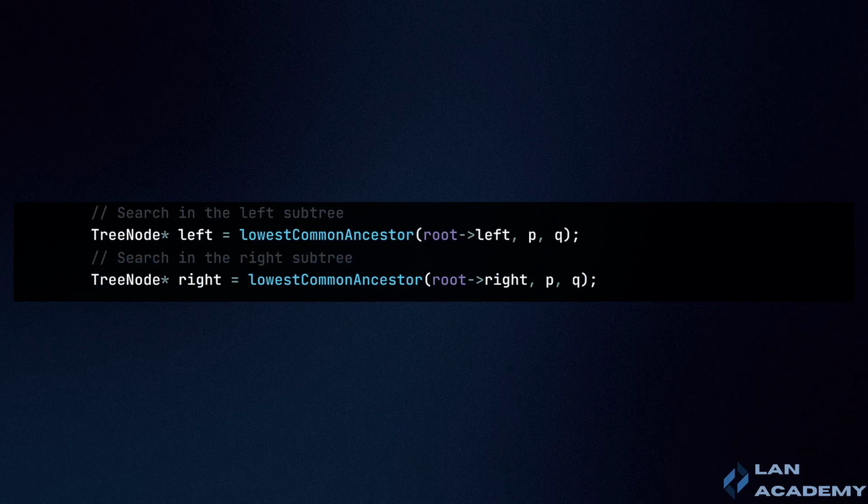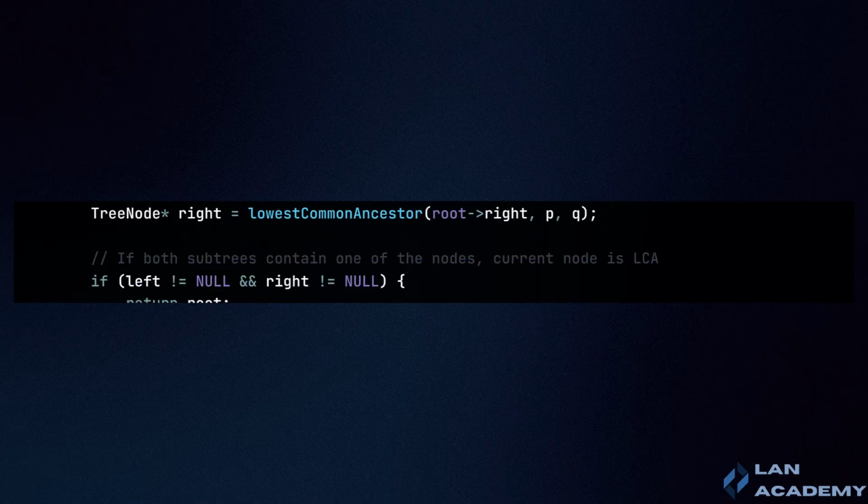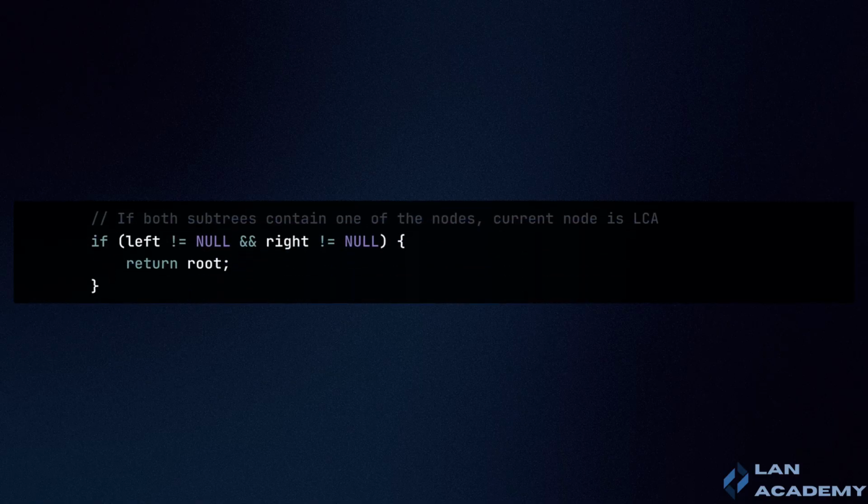Next, we search for the nodes P and Q in the left and right subtrees of the current node by making recursive calls to the lowest common ancestor function for the left and right children of the current node. Once we have the results of these recursive searches, we determine if the current node is the LCA. If both the left and right subtrees return non-null values, it means both P and Q are found in different subtrees of the current node. Hence, the current node is their lowest common ancestor and we return it.